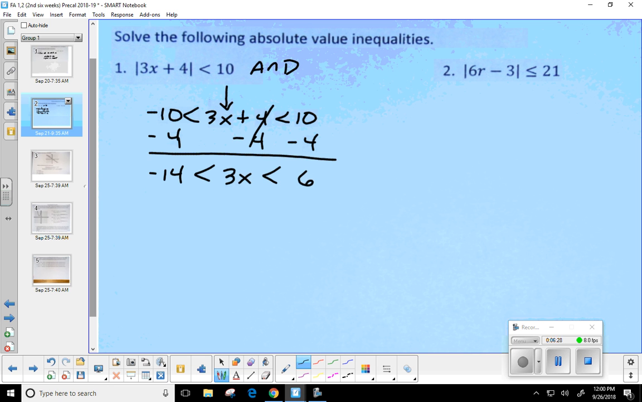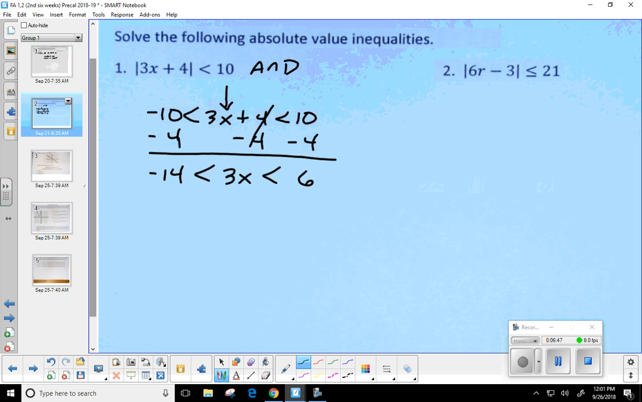So if you ever run across an absolute value equation, like if I had the absolute value of 3x plus 4 equal to negative 10, it doesn't matter if it's equal to or less than. If we're looking at a negative constant, no answer. Nothing's going to make it work.